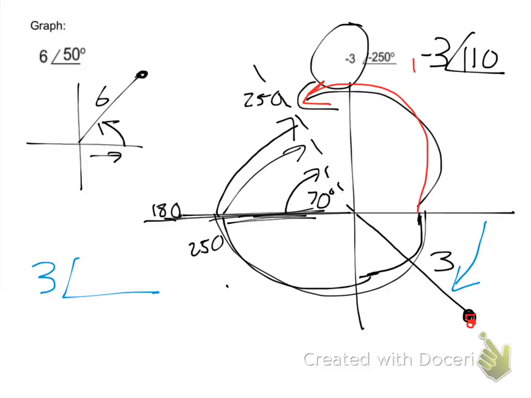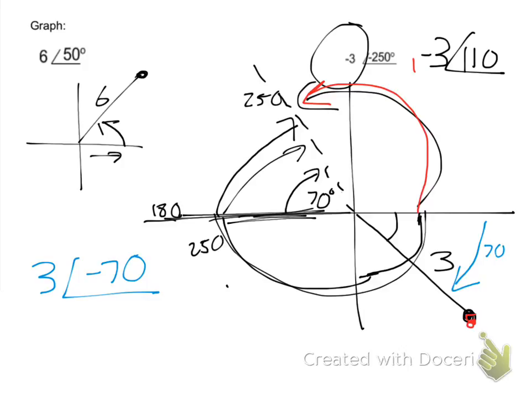Now wait a minute. If that's 70, what's this angle over here? 30. It's not 30. They're vertical angles, guys. They're 70. So this is 70 degrees. But since I'm going down, it's going to be negative 70 degrees. Why is the 3 not negative? The 3 is not negative because if I turn down 70 degrees, I can walk forward now. I can walk forward if I turn a negative 70 degrees.